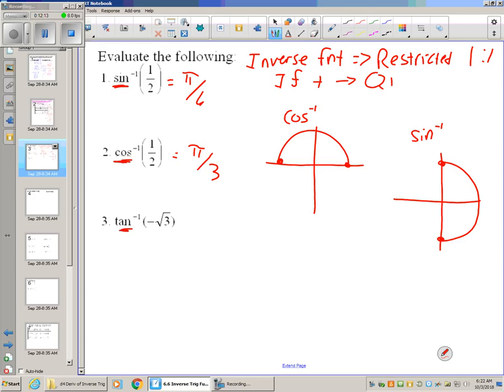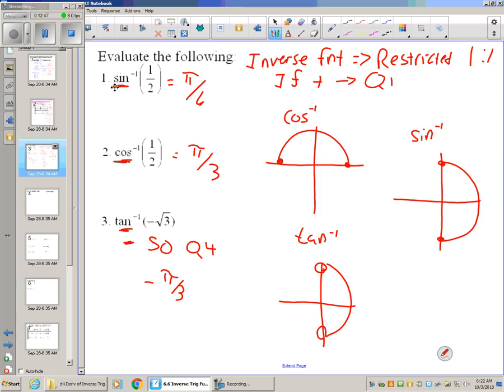Tan is the same thing. This range is between pi over 2 and negative pi over 2, but it doesn't include the endpoints because they are asymptotes. So it looks like that. So if I'm at negative square root of 3, I'm in the fourth quadrant, but it's considered the negative quadrant. So it's negative, so quadrant 4. And the tan that would give me positive square root of 3 would be pi over 3, but now it's negative pi over 3. So that's just a little bit of review.